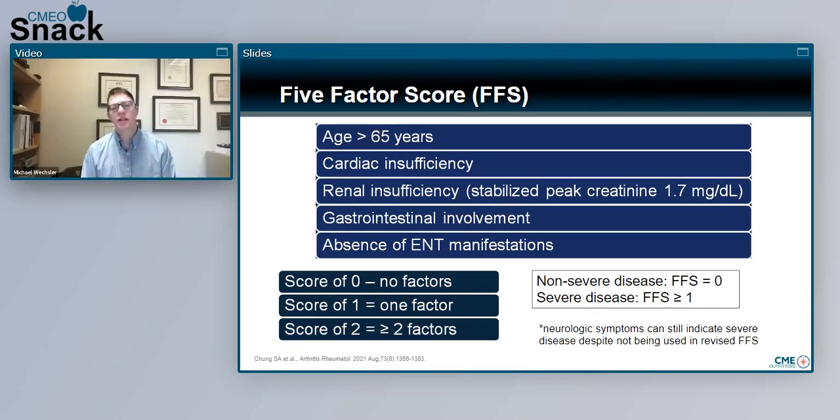So how do you decide, are there any patients in whom you can give corticosteroids alone? And what would be your treatment strategy and algorithm in making that decision?